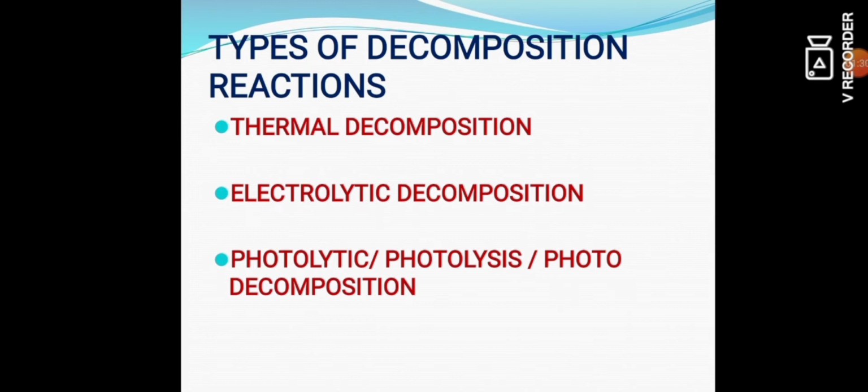Second type of decomposition reaction is electrolytic decomposition reaction. Here, this decomposition reaction is done with the help of electricity. And the third one is photolytic or photolysis or photo decomposition. Here, this type of reaction is done with the help of sunlight. These are the main three types of decomposition reactions.